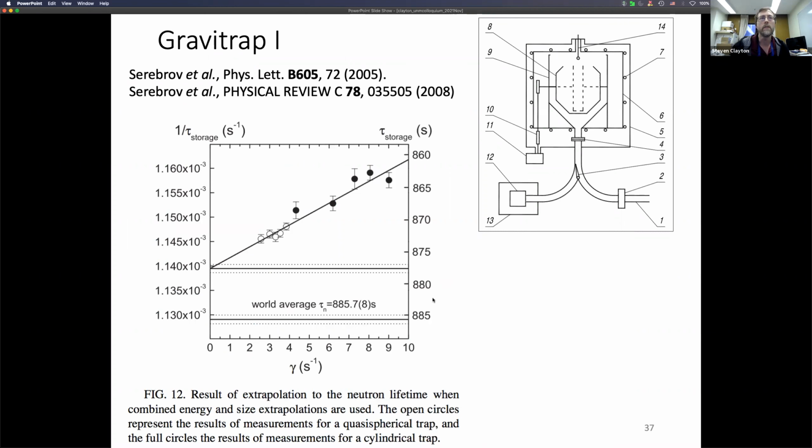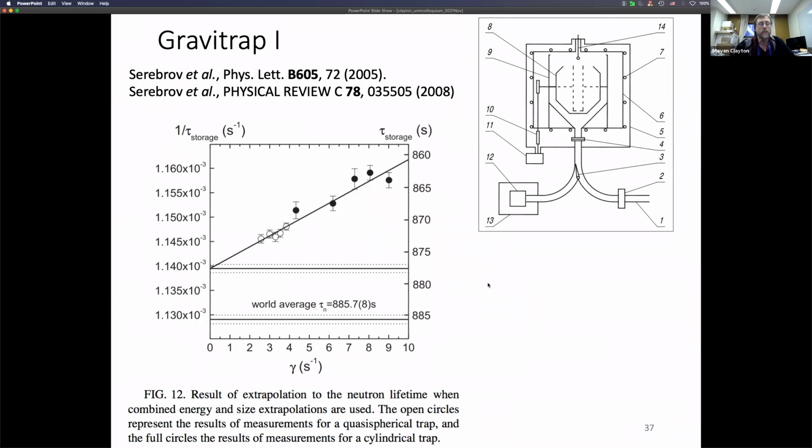And so here's an example of their extrapolation technique. So they had two different size bottles. The smaller bottle is shown by these black points, and the larger bottle is shown by these. And the achievement of this experiment is that the longest lifetime they showed, this is an inverse lifetime on the left, is only a few seconds different than the final result. So their wall loss correction at that level was only something like 5 seconds, basically, that they had to extrapolate down.